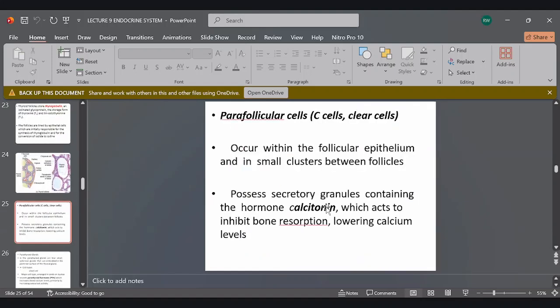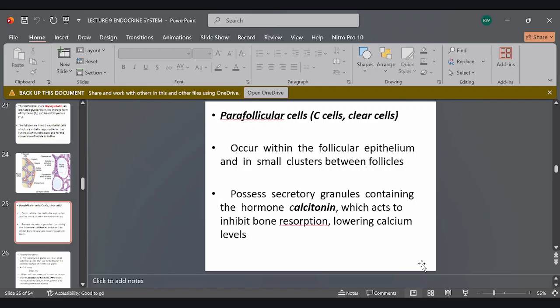Parafollicular cells, which you call the C cells and the clear cells, occur within the follicle epithelium and in small clusters between the follicles. They possess secretory granules containing the hormone calcitonin, which controls the calcium levels in your body by inhibiting bone reabsorption, lowering calcium levels. Now, what is the function of calcium in your body?